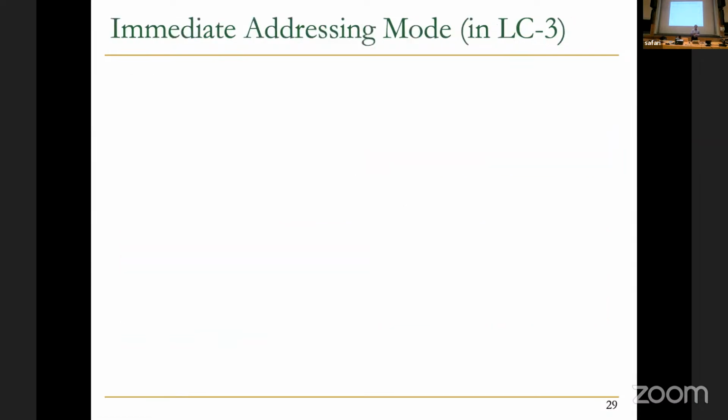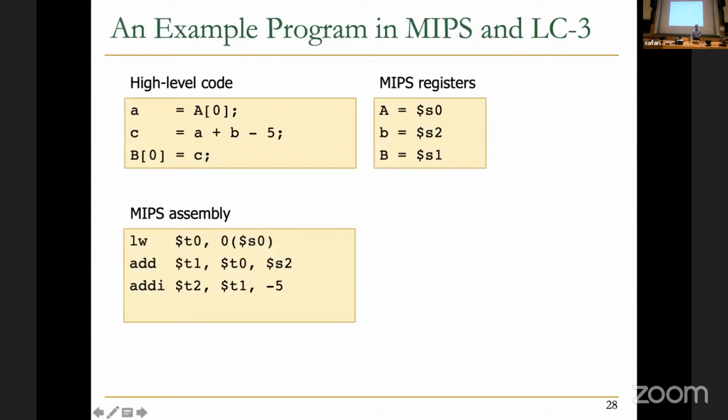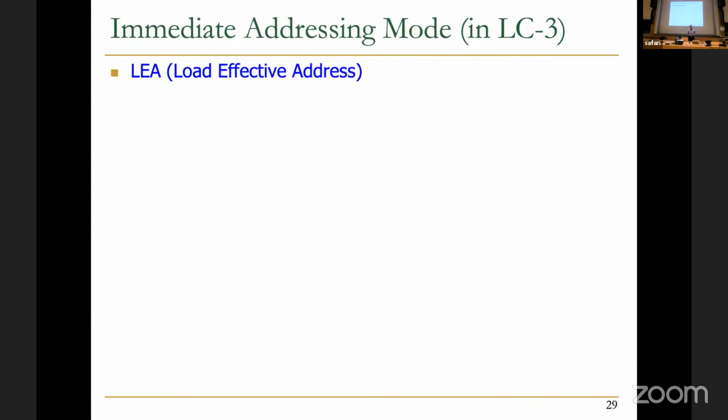Okay, let's also talk about immediate addressing mode. This is a little bit different. This enables you to actually construct addresses in a register or construct values in a register. So you want to store some address or store some value in a register. How do you do it? Using the immediate addressing mode, basically. It's called load effective address. It could have been called load immediate or load something immediate, as we will see in MIPS soon.